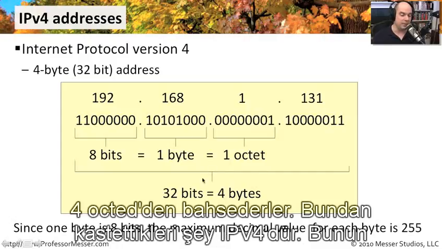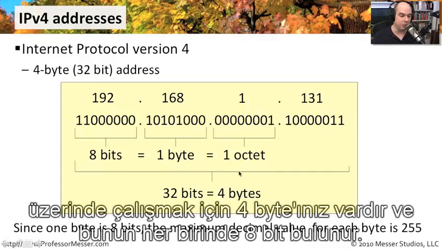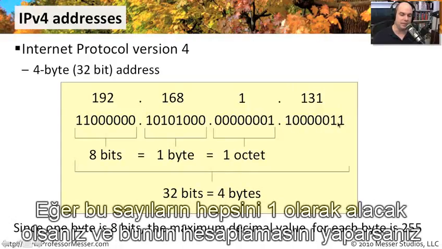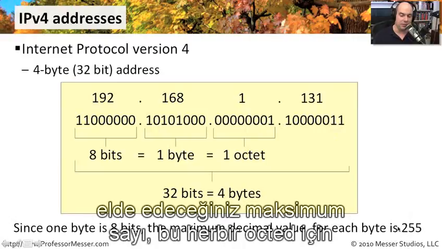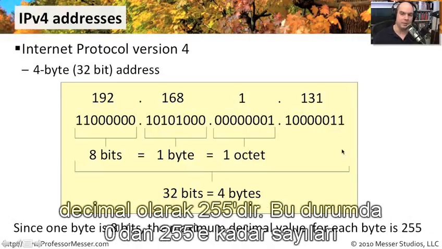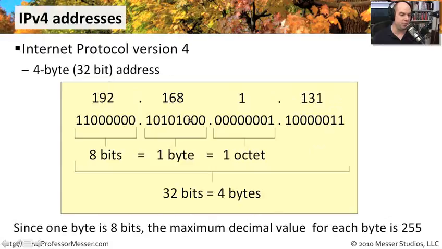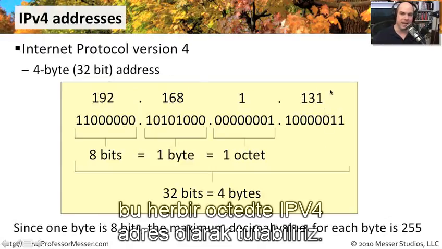So you've got 4 bytes worth of an address here to work with, and because there's only 8 bits available, if you had all of those bits in number 1 and you did the calculation on those, your maximum number that you could get on any one of these 4 octets in a decimal form is 255. So we have between the number 0 and the number 255 that we can fit into each one of these octets of an IPv4 address.